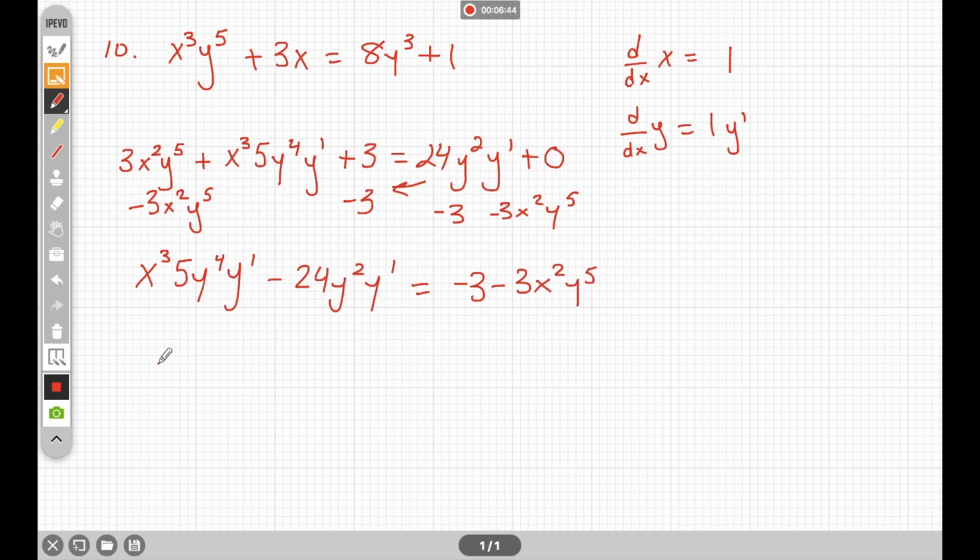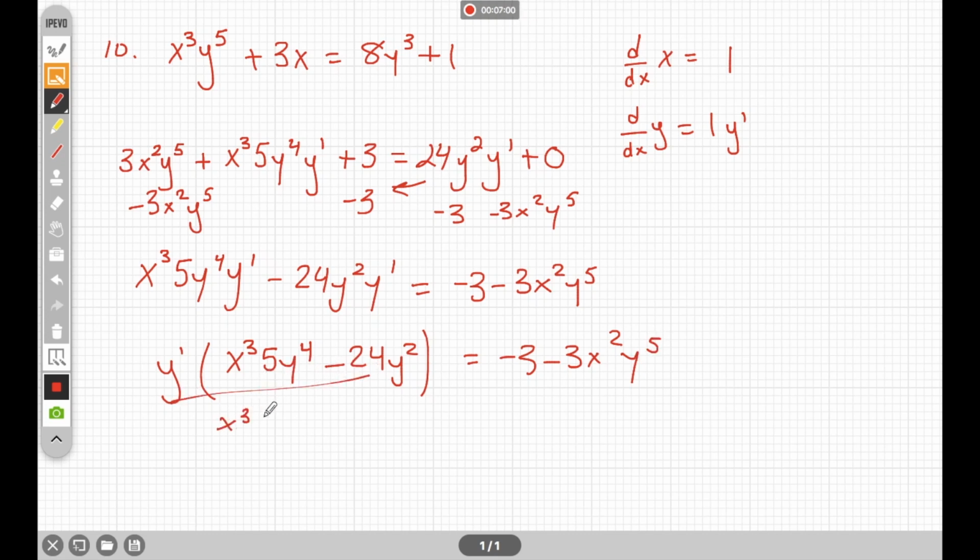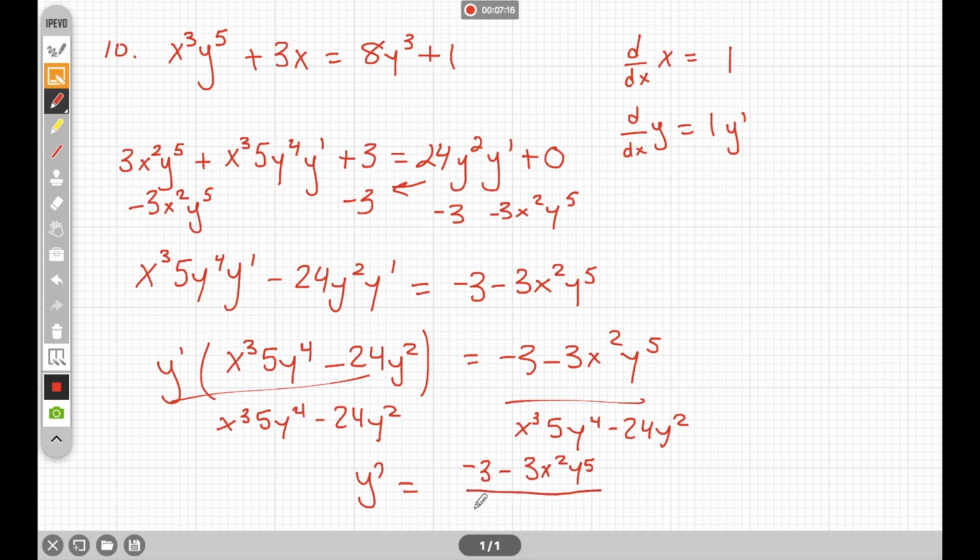What can I pull out here now? We can pull out a y prime, leaving x cubed 5y to the fourth minus 24y squared is equal to negative 3 minus 3x squared y to the fifth. Divide by this big term here. And y prime is going to be equal to negative 3 minus 3x squared y to the fifth over x cubed 5y to the fourth minus 24y squared.